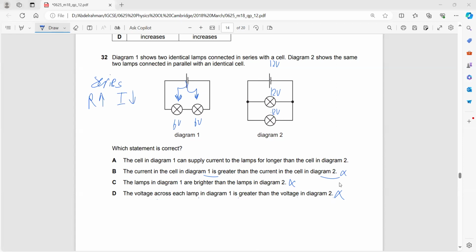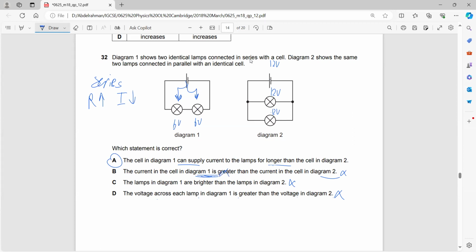The answer has to be A. The cell in diagram 1 can supply current to the lamps for longer than the cell in diagram 2. Why? We just said that the current in diagram 1 is less. Diagram 1 is greater? No, this is wrong. It has to be less.